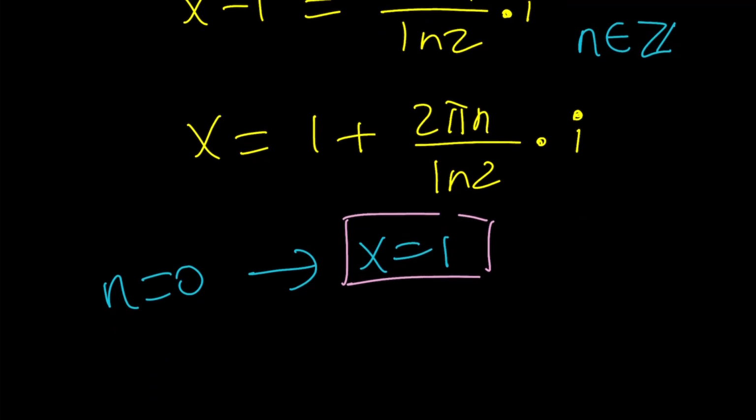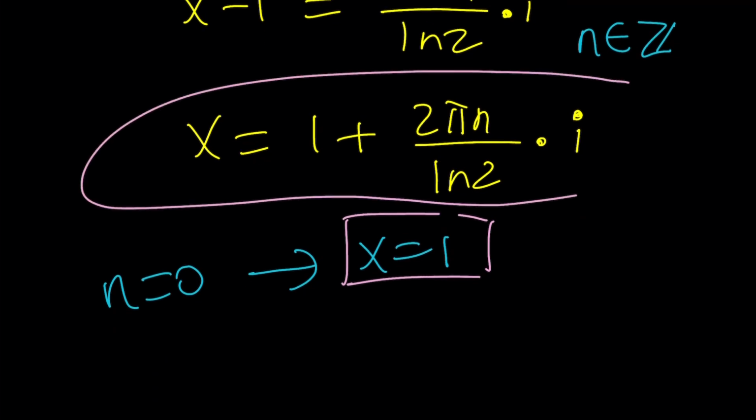And now, notice that this is a general solution. So if n is not equal to 0, then of course you're going to get all the imaginary, or I should say complex, solutions. There's a real part, which is 1, and there's an imaginary part, which is 2 pi n over ln 2. n is an integer, and you get infinitely many complex solutions.